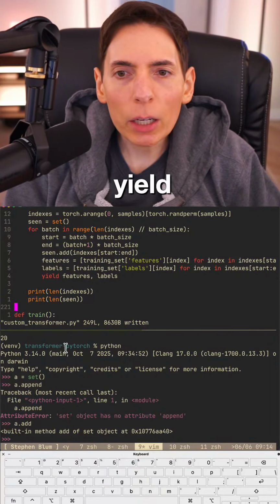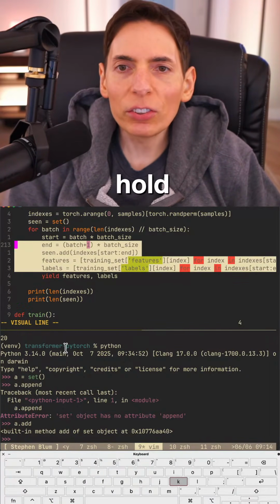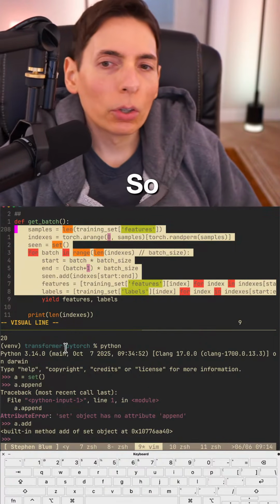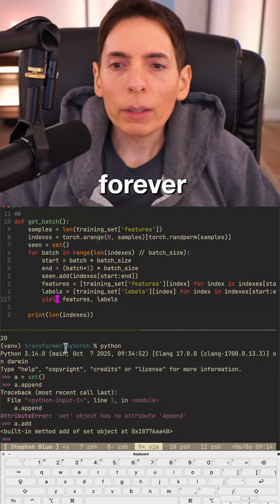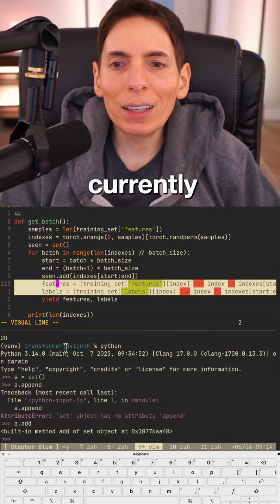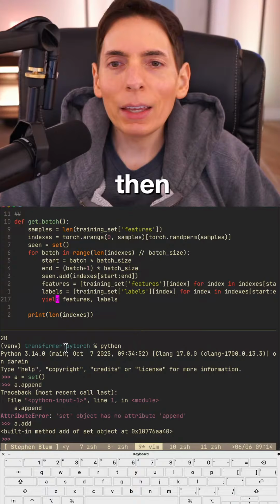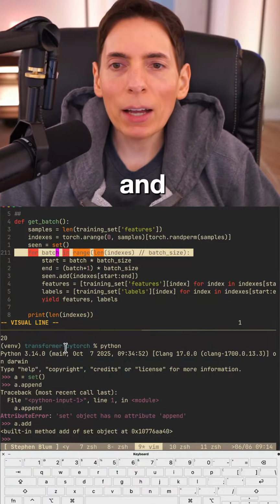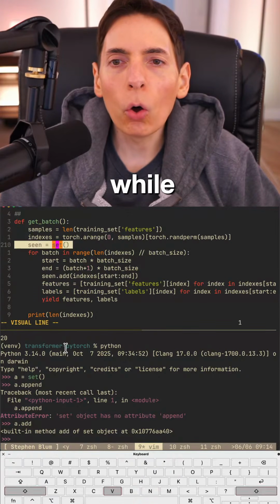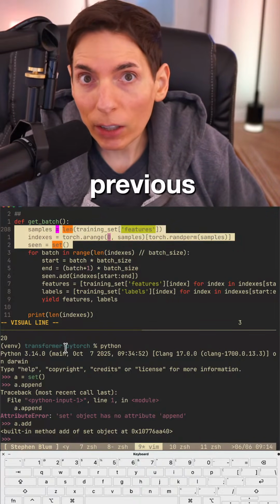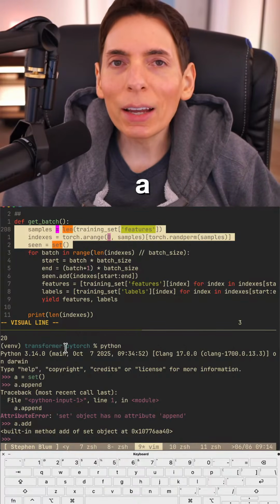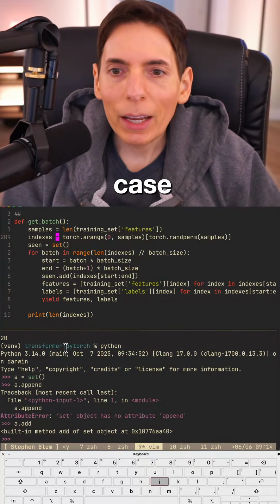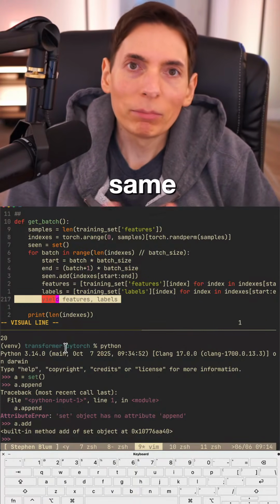What's the difference between yield and return? Yield is a generator. It's going to hold the state of everything above this. When you return, it deletes the state. If you want to yield forever, it just returns the current data, whatever is currently in memory at these locations. Since I've got it in a loop, it'll start over in the batch and continue on down while holding all the state information from the previous execution. So it's a nice way to create an iterator, or a generator in this case. Yield and return are basically the same. They both return data.